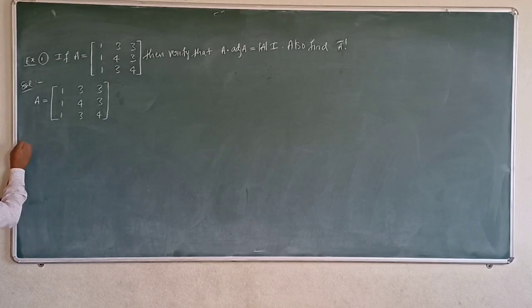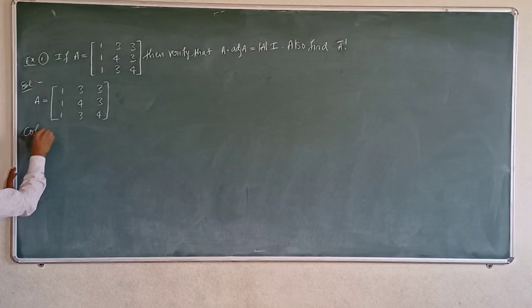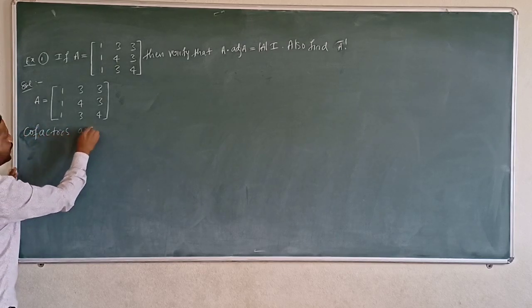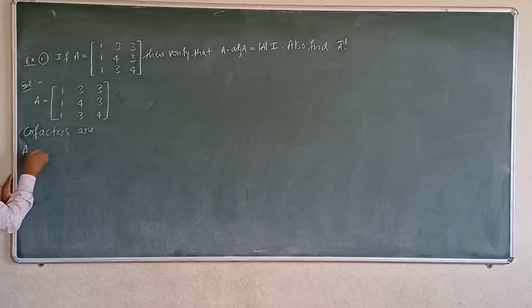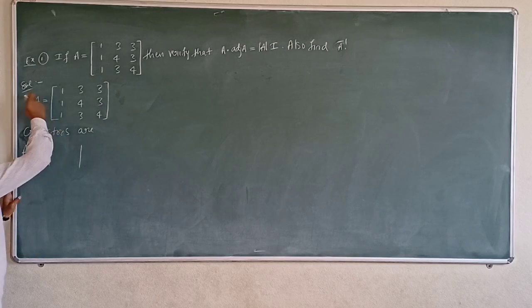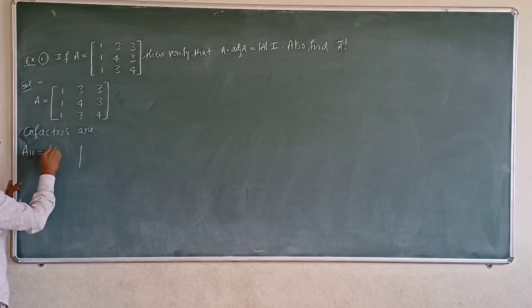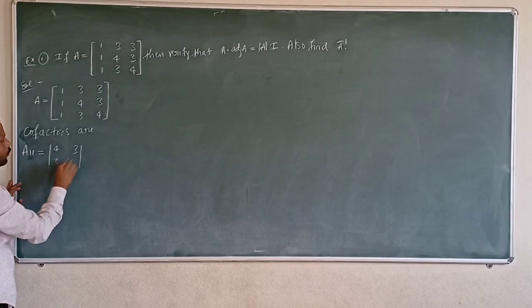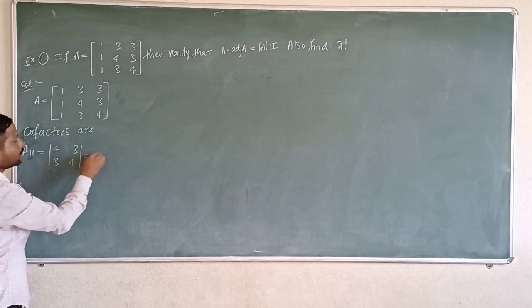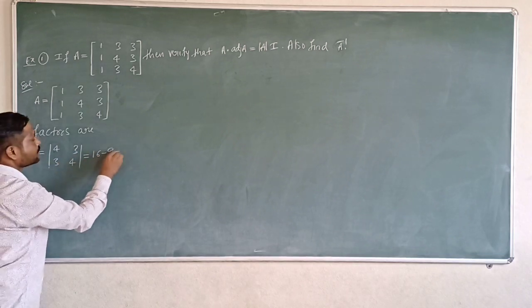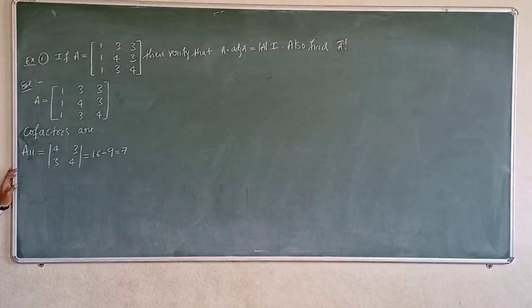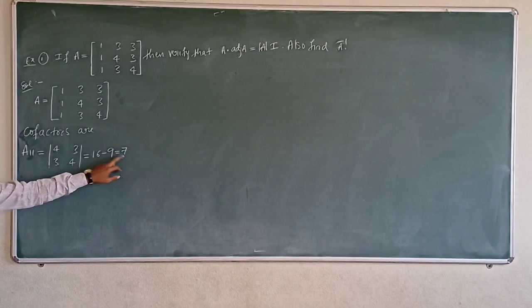We know that the cofactors are A11 and so on. A11 is plus 1 or minus 1? Plus 1. Delete the first row and first column, then the elements are 4 3 3 4. Simplify this: 4 4s are 16 minus 3 3s are 9, 16 minus 9 is 7. So the cofactor of A11 is 7.